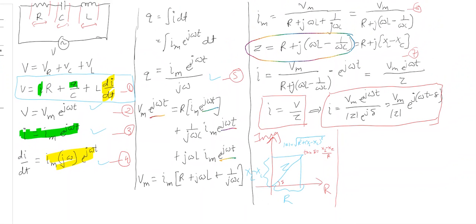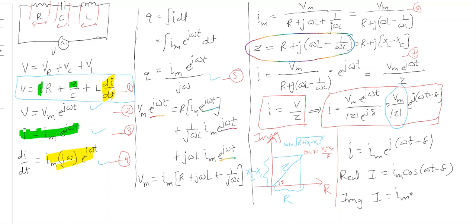And then if I replace this part as Im, then I can write that I is equal to Im e raised to j (omega t minus delta). So the real part of current is Im cos (omega t minus delta), and the imaginary part of current is Im sin (omega t minus delta). So that is all about the equation of complex current.